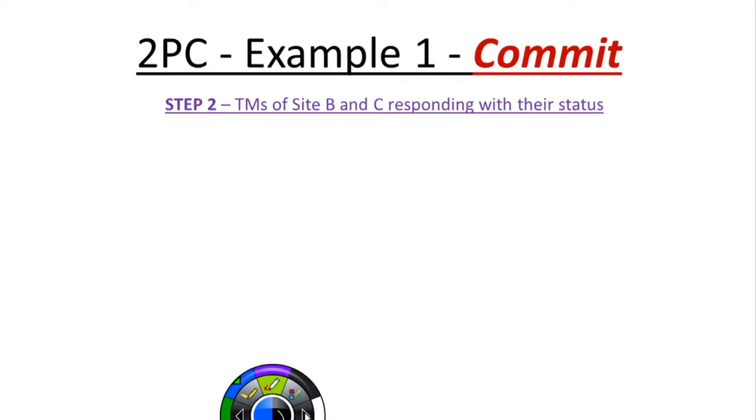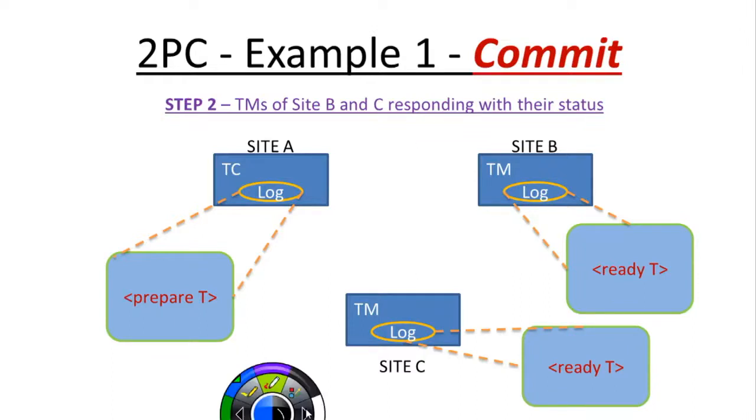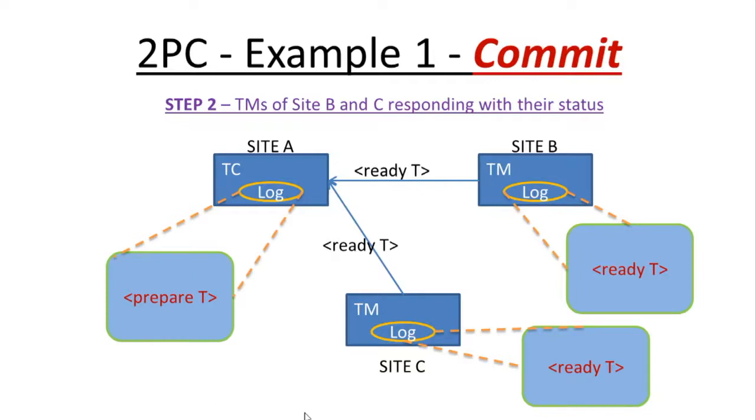Second step, upon receiving the prepare message, the transaction managers of the participating sites are going to respond with their status. Each site, if it is ready, is going to write a ready T message in its log file, and respond with a ready T message to the coordinator site. This is step 2. They are ready to commit, so they write a ready T message in their log file and respond with the ready T to the transaction coordinator.